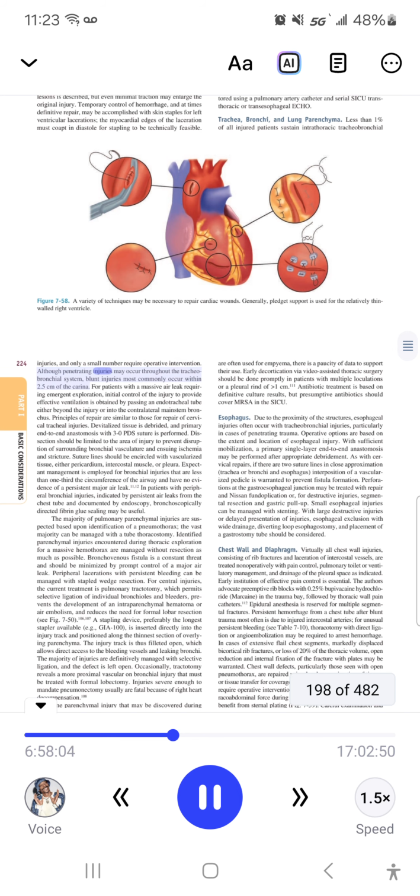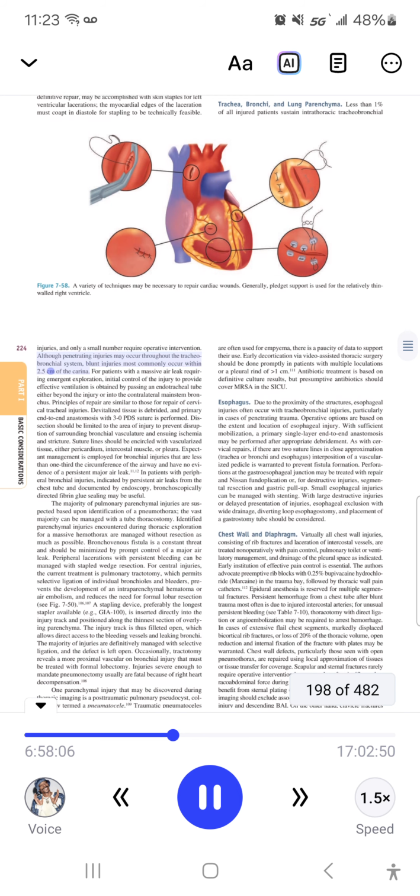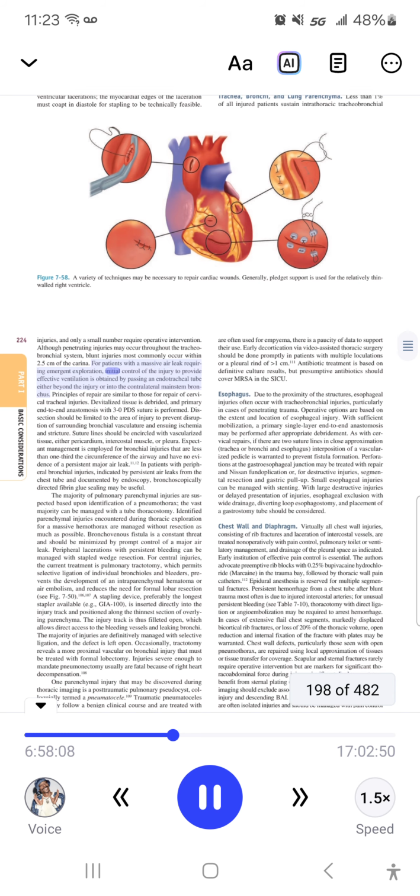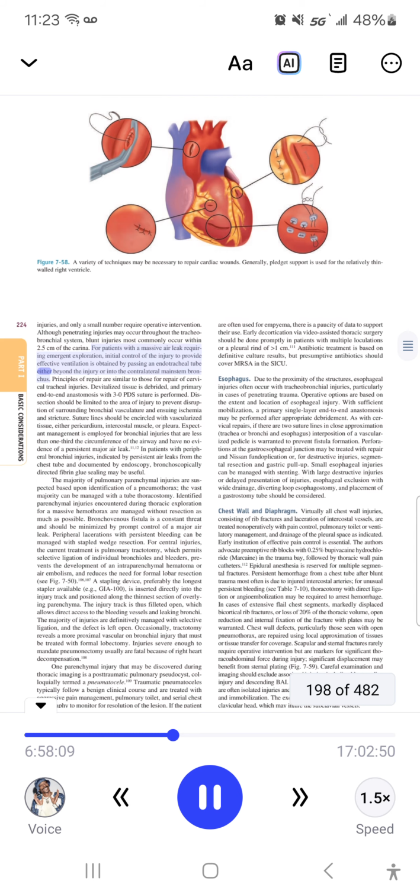Although penetrating injuries may occur throughout the tracheobronchial system, blunt injuries most commonly occur within 2.5 cm of the carina. For patients with a massive air leak requiring emergent exploration, initial control of the injury to provide effective ventilation is obtained by passing an endotracheal tube either beyond the injury or into the contralateral mainstem bronchus.